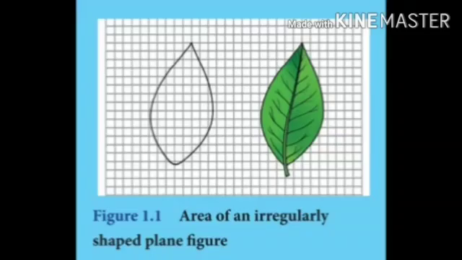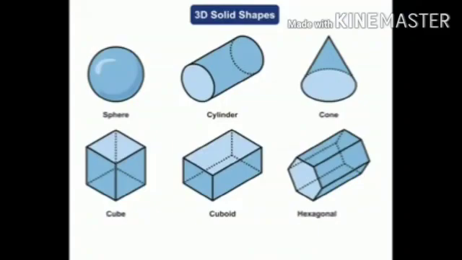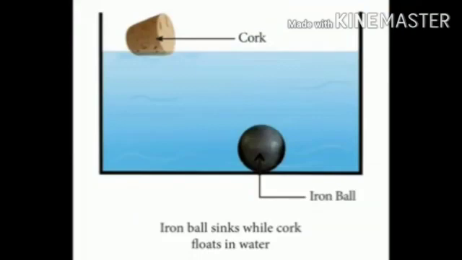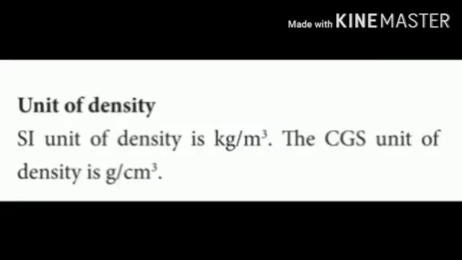Number 3. How can we measure the area of irregularly shaped objects? The area of irregularly shaped objects is calculated with the help of a graph sheet. Number 4. Define volume. The amount of space occupied by a three-dimensional object is known as its volume. Number 5. Define density. Density of a substance is defined as the mass of the substance contained in unit volume. Therefore, SI unit of density is kg per meter cube.